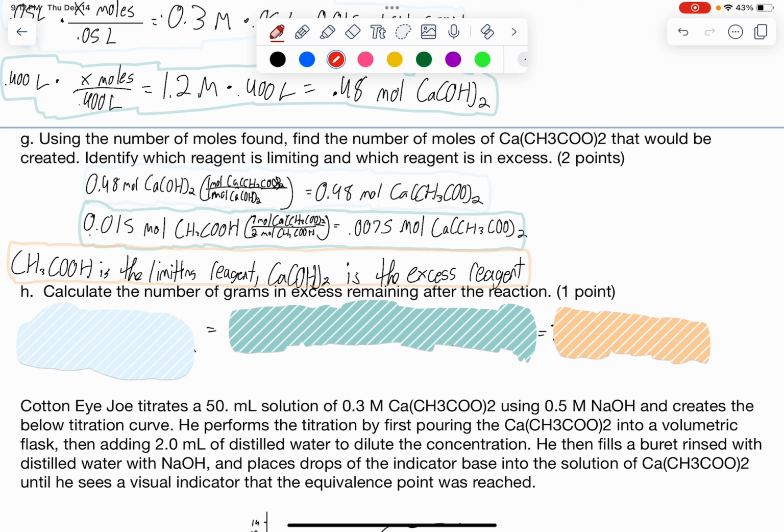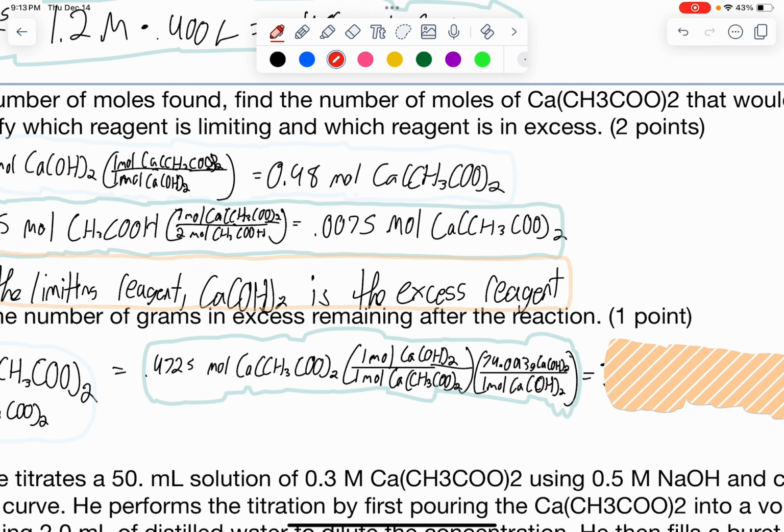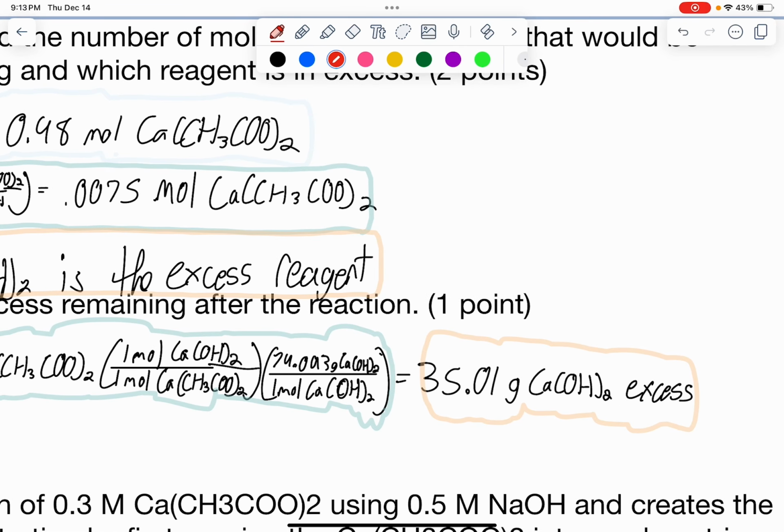The next step is calculating how many grams in excess you have of that calcium hydroxide after the reaction. So the first step would be, how many moles of the calcium hydroxide do you have after you run out of acetic acid to react? So you do 0.48 moles minus 0.0075 moles. That gives you 0.4725 moles. And then you would multiply that by the mole ratio, which is 1/1. And then you would multiply that by the molar mass of calcium hydroxide, which was given to you in the initial prompt. And you would find you have 35.01 grams of calcium hydroxide remaining in excess.